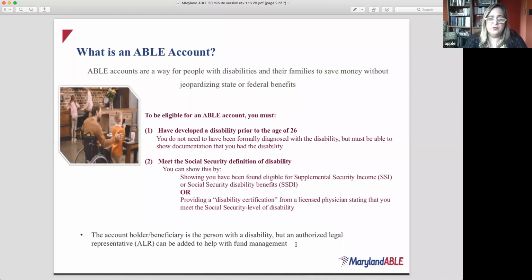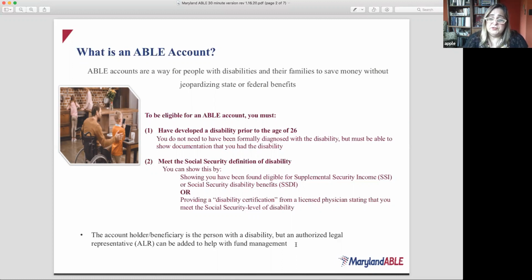The second criteria would be for the person to meet the Social Security Administration's definition of a disability. So a lot of times we know if someone is currently receiving SSI or SSDI, we automatically know that they're eligible for an ABLE account because they've already been reviewed and approved by the Social Security Administration.